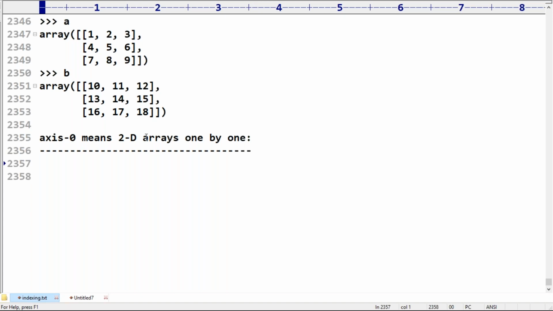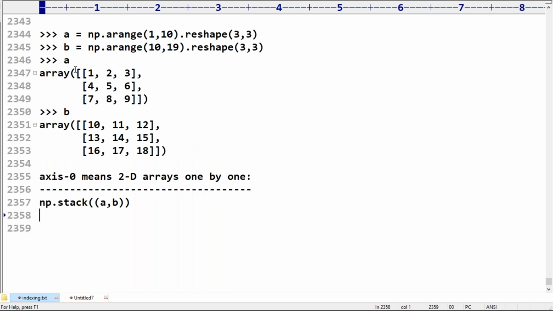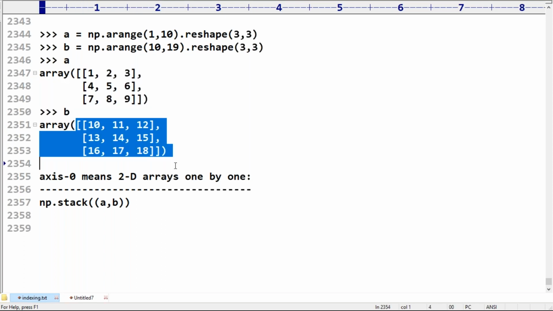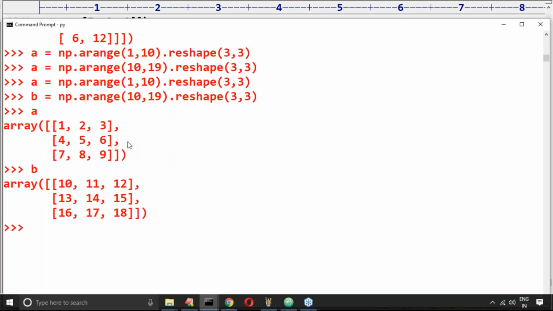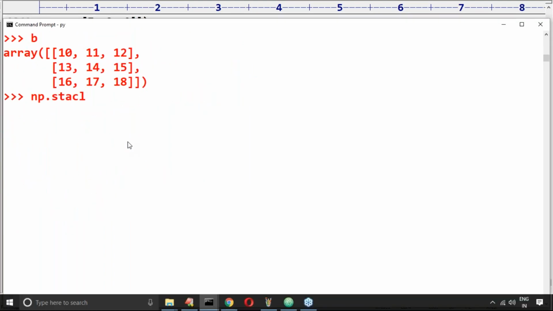Now if I do np.stack of a comma b, can anyone please tell what answer we are going to get? Please respond. A comma b gives a three-dimensional array. This is the first 2D array, this is the second 2D array. The total is a three-dimensional array we are going to get from np.stack of a comma b.